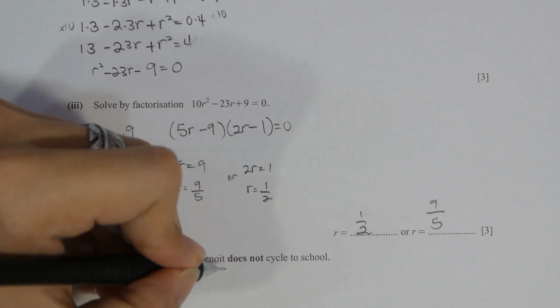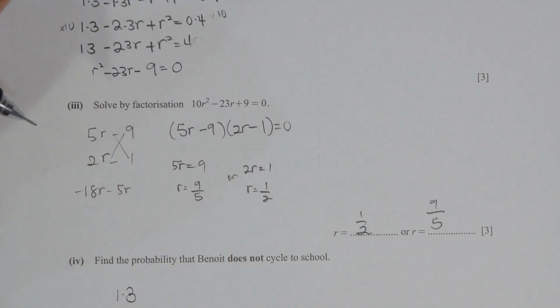If you were to consider it, your entire question will be invalid. So you just take 1 over 2 and your probability will be 0.8.